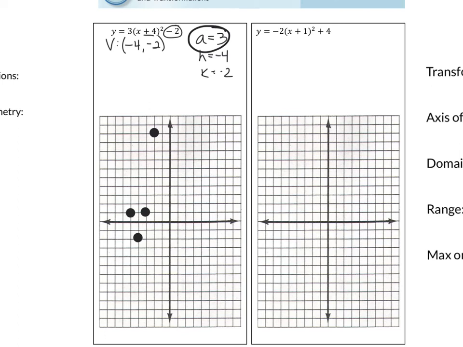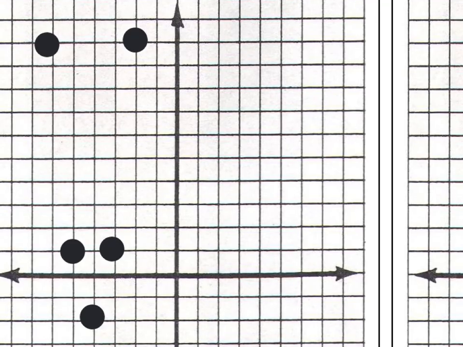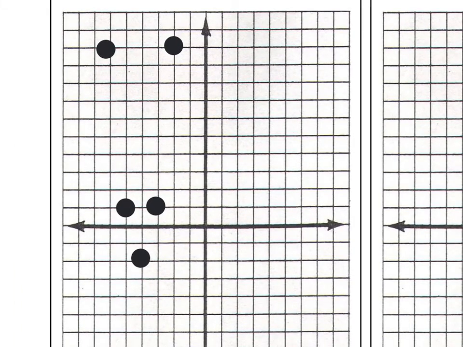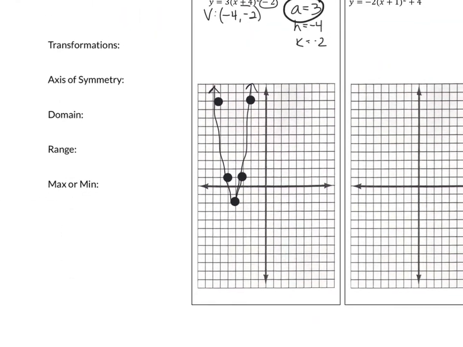And I reflect, like so. And now we can zoom in here and draw our parabola. Notice this one is a lot narrower, it's a lot skinnier. We come down. Okay. All right, so let's go transformations.